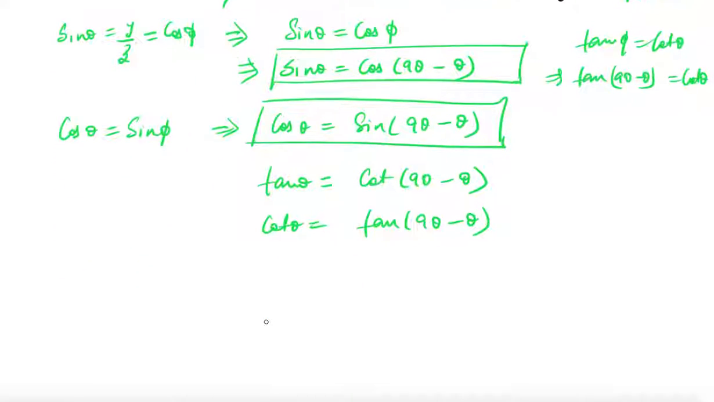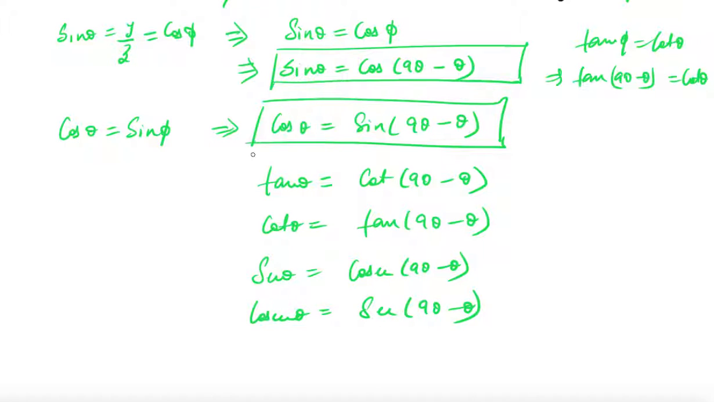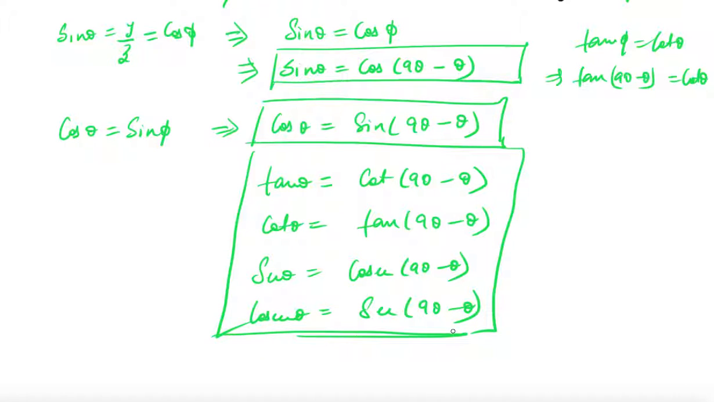And the last two we can conclude: sec theta is equal to cosec of 90 minus theta, and cosec theta similarly will be equal to sec of 90 minus theta. So this is how we can relate the trigonometric ratios of complementary angles.